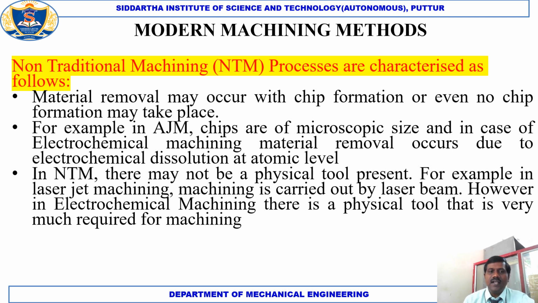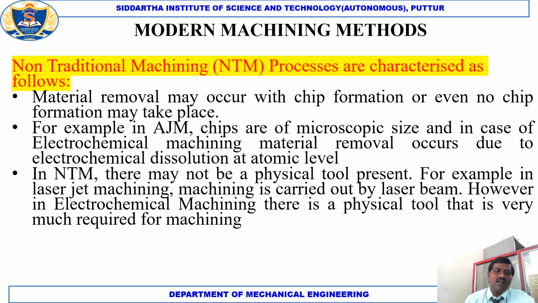Whereas in case of the ECM, that is the electrochemical machining process, the material removal occurs due to the electrochemical dissolution at atomic level. In case of this abrasive jet machining, the chips are formed, but the size of the chips is very small. But whereas in case of the electrochemical machining, we cannot see the formation of the chips also, because the material is removed due to the electrochemical dissolution at the atomic level.